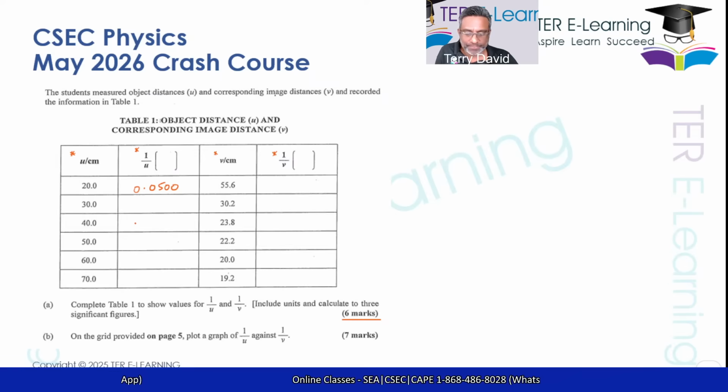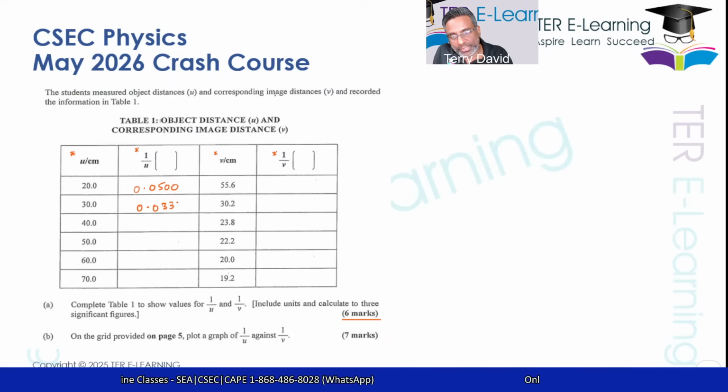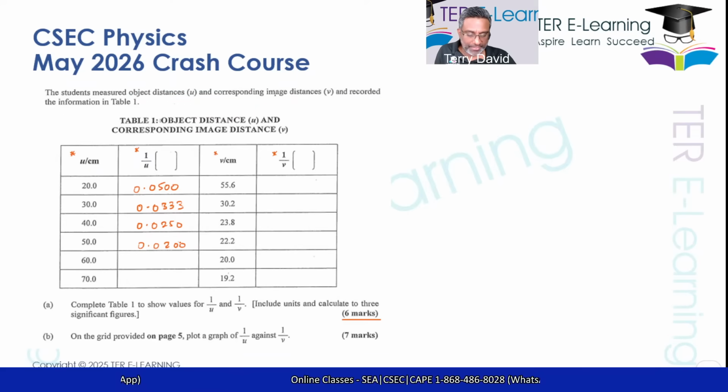So 1 divided by 30, we're going to get 0.0333. The next one is 1 divided by 40, you're going to get 0.0250. Next one is 1 divided by 50, you're going to get 0.0200. Then 1 divided by 60, you're going to get 0.0167. And then 1 divided by 70, you're going to get 0.0143.